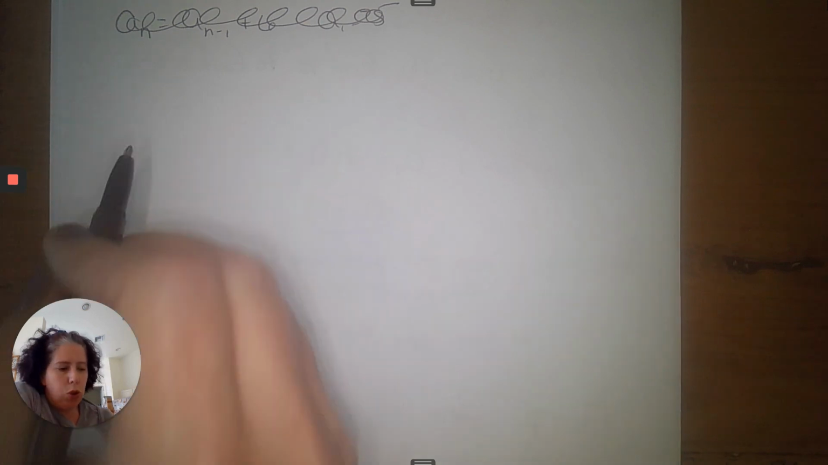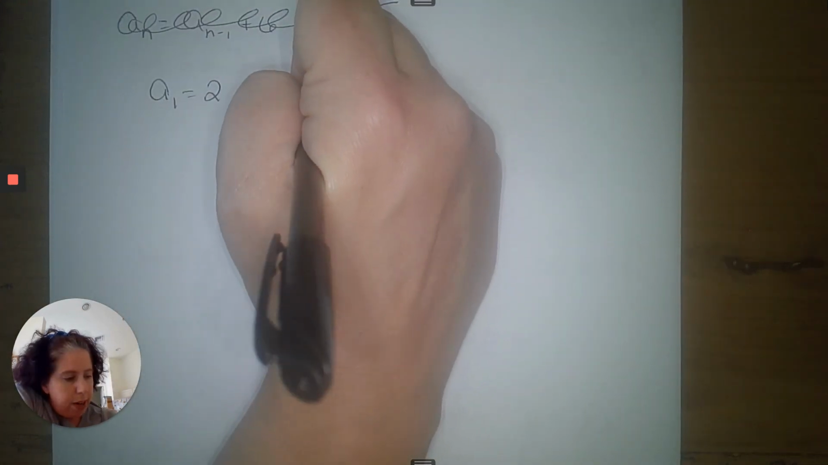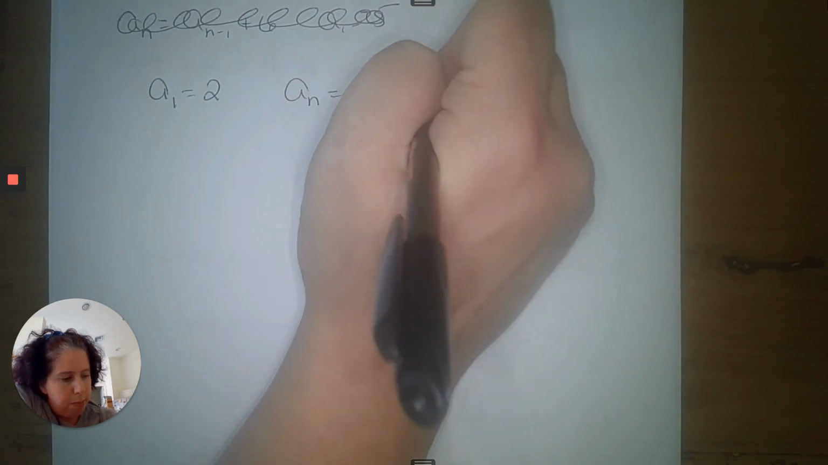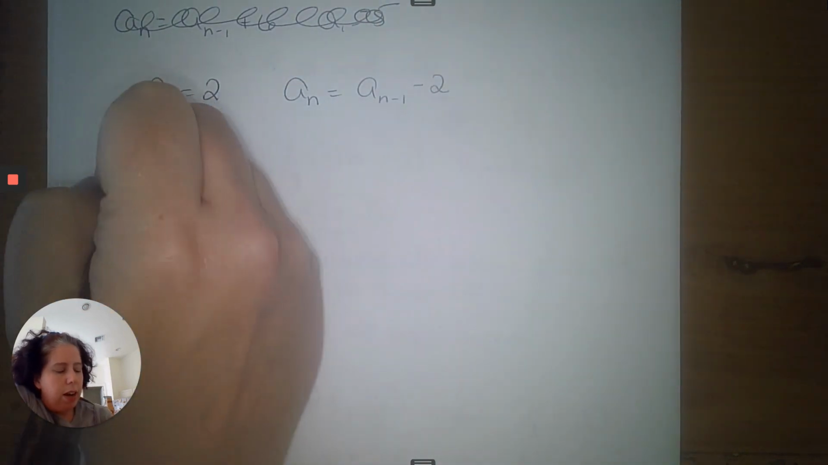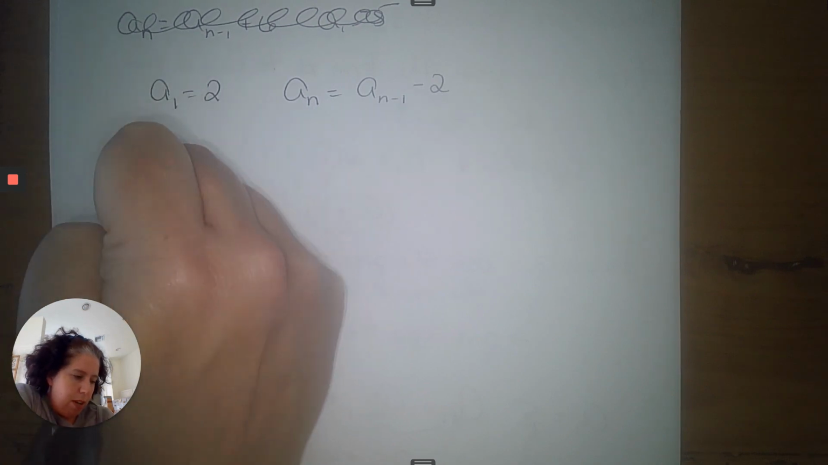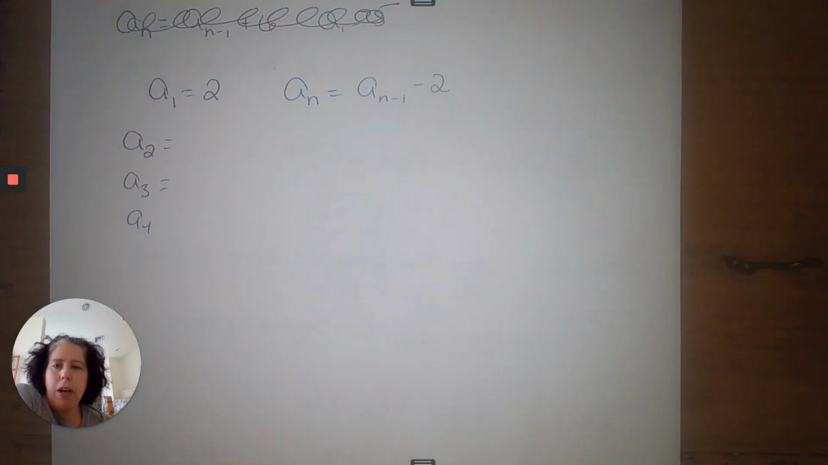All right, so let's do this next one. So if I give you A1 equals 2, and then I tell you A sub n equals A sub n minus 1 minus 2. Okay, and let's find A2, A3, and A4. Okay, so we'll do A2 together, and I want to see if you can find A3 and A4. If you want to try to find all of them by yourself, that's fine. Also, just pause the video.